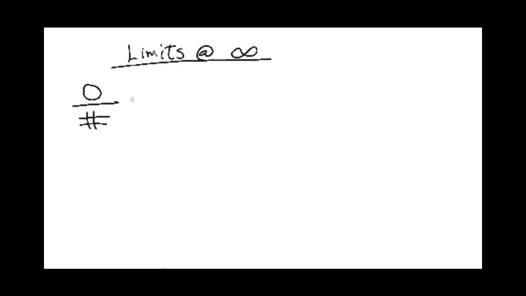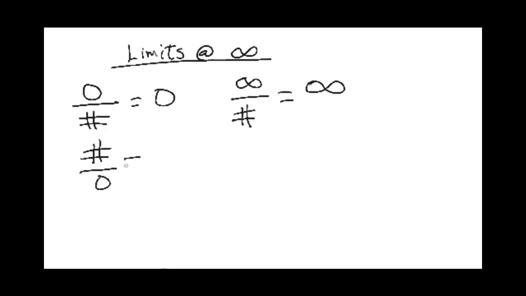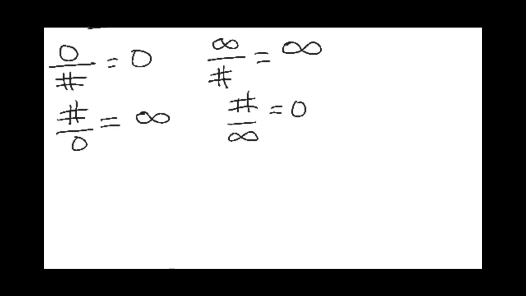Anytime you get a zero over a number in a limit, that's equal to 0. Anytime you get infinity over a number, it's equal to infinity. Now when they're flipped upside down, and this one does not exist, or you get infinity, you get the opposites when they're flipped upside down. So make sure you know those. Alright, these are key to your limit understanding.